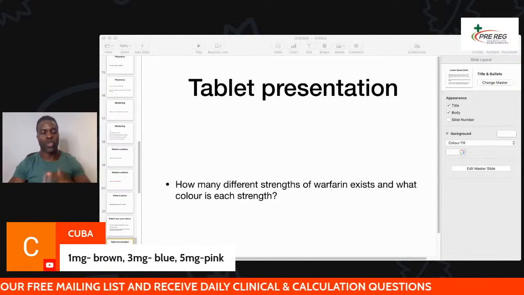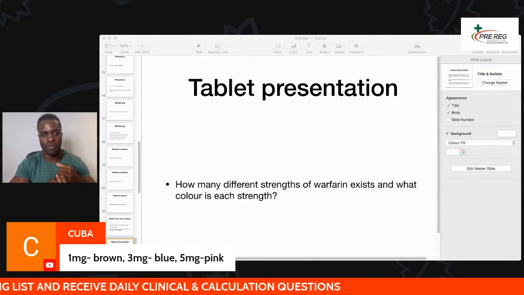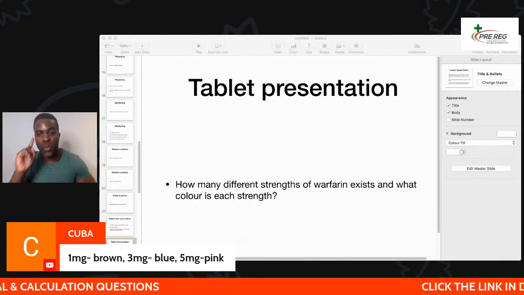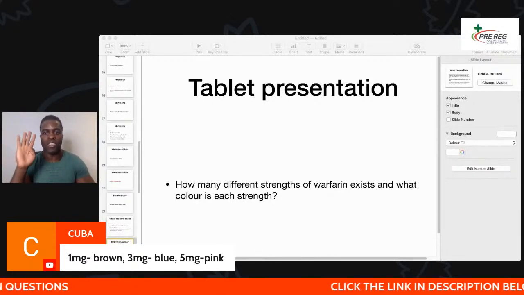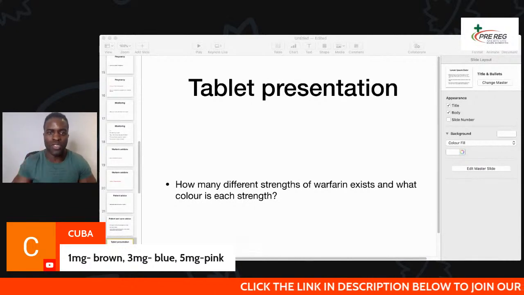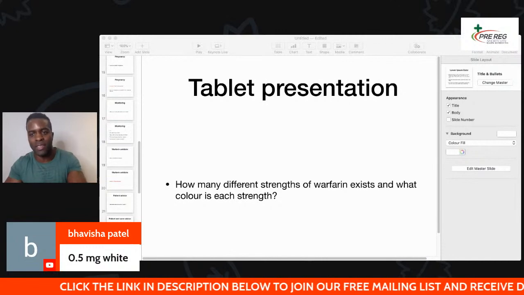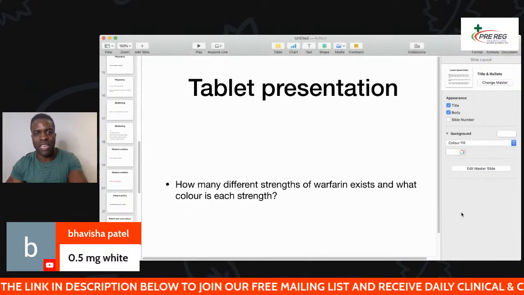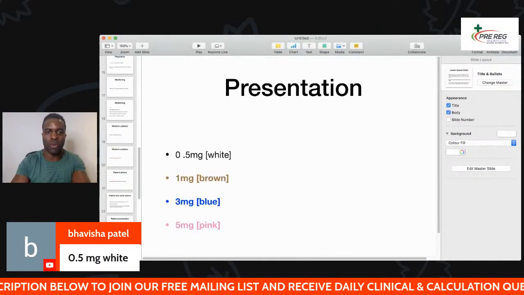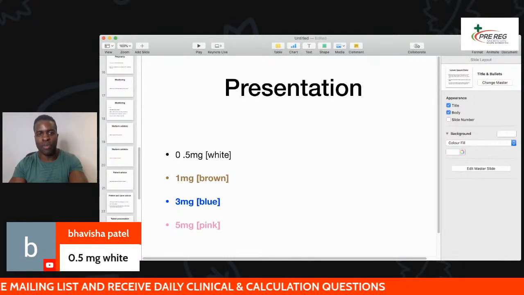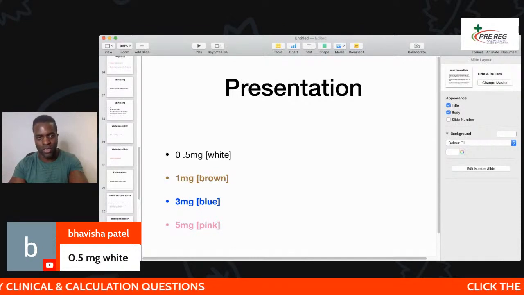Let me just make sure. So Cuba has got everything down, the 1 milligram is brown, that's correct. 3 milligrams is blue, 5 milligrams is pink, but Cuba has left one strength. You have 4 different strengths. There's one more strength, Cuba, and it's what Babisha has on here. So 0.5 milligrams white. So please learn your different strengths and the colors of warfarin, very important, make or break your exam. So 0.5 milligrams white, 1 milligram brown, 3 milligrams blue, and 5 milligrams pink. Very, very important.